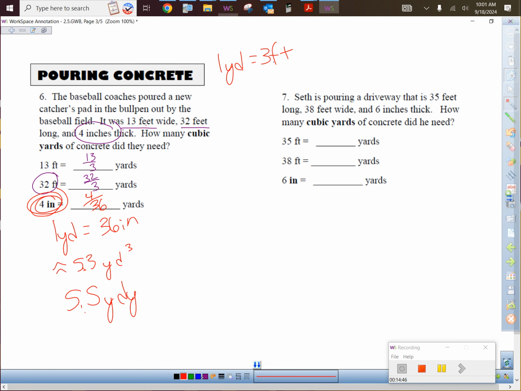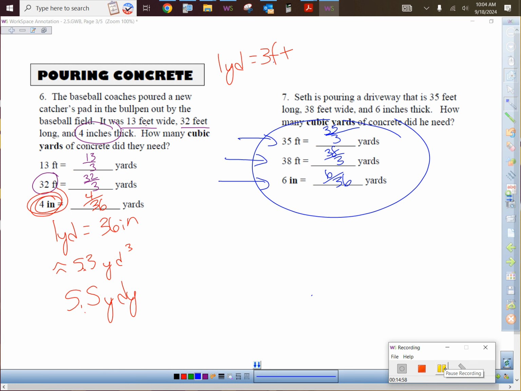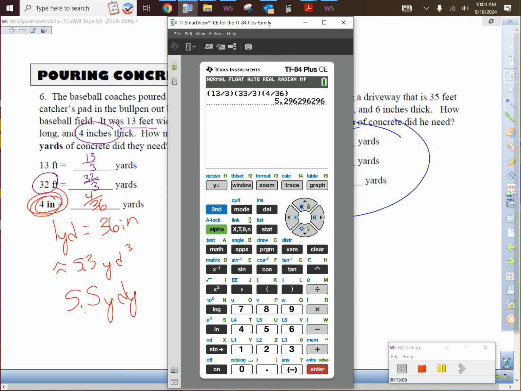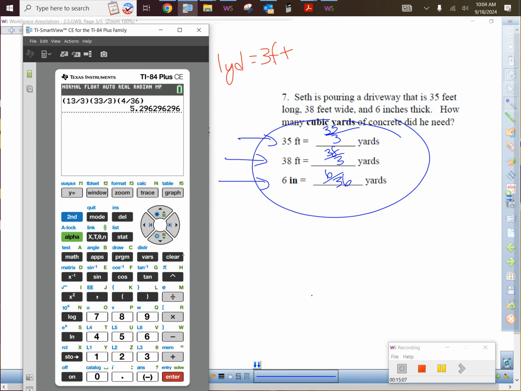So let's do that again. Could you and a neighbor change those into yards for me? You got to divide by 3 and by 36. Change them all into yards. So I had 35 thirds, 38 thirds, and 6/36. Now we're going to multiply them all together, just using parentheses. The phone calculator might not do a good job with this. You might want to come grab a calculator later when we do it.